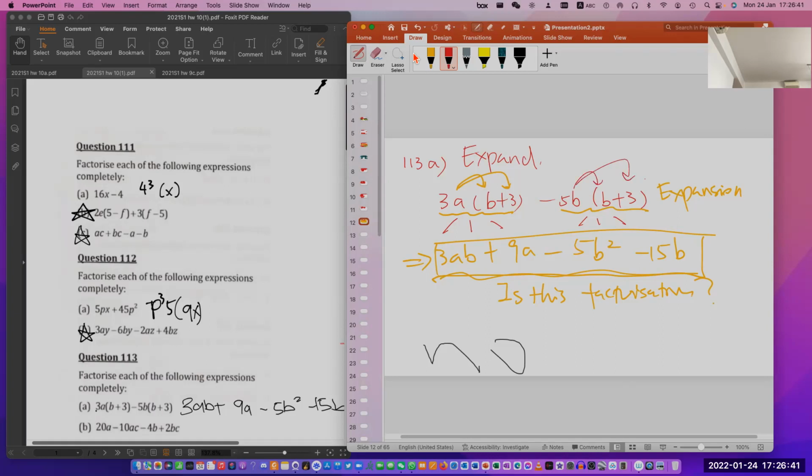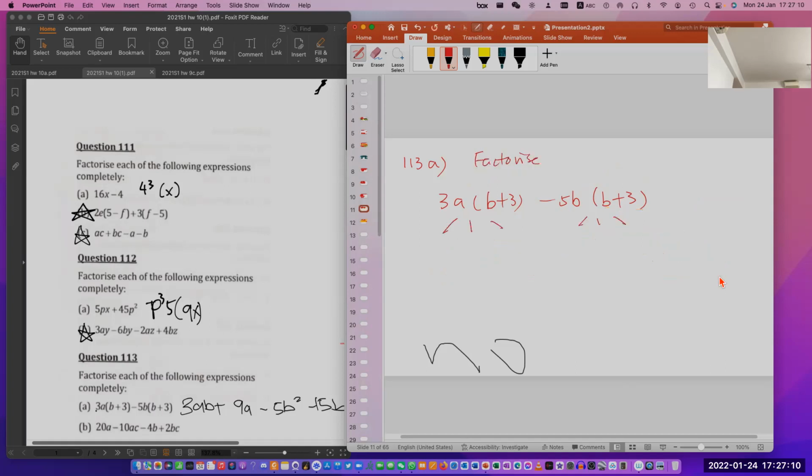Okay? So if the question asks you to expand, then you're supposed to expand it by opening brackets, and then you should end up with this. And then you see whether you have opportunity to simplify. If you don't have opportunity to simplify, then this is the answer after expansion. Are you clear? So expansion and factorization, they are not the same.